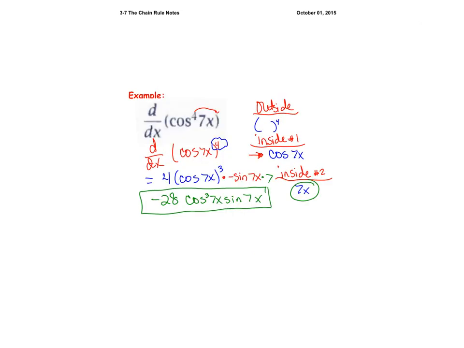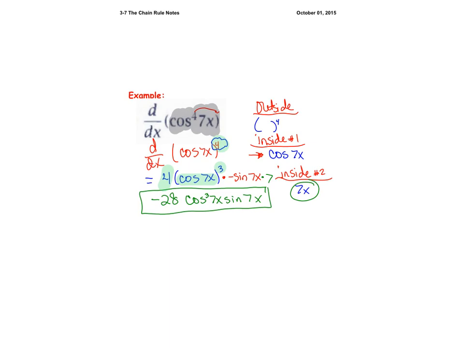This one looks a little bit more complicated because it seems like we have to do this several times. Because the outside function of cosine to the 4th of 7x is x to the 4th. Inside is cosine of 7x, but that still has a chain rule in itself because the outside of that is cosine and the inside will be 7x. So we have to do this several times. So let's do that. Yes, let's use a different color. The derivative of x to the 4th would simply be 4x to the 3rd. Keep the inside the same. Multiply by the derivative of the inside.